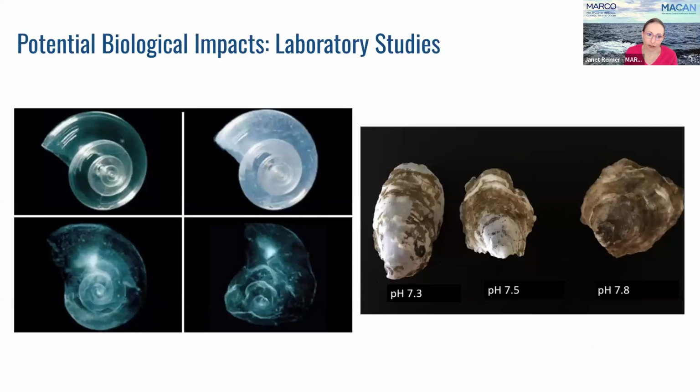So one of the potential biological impacts, and this is important to understand because low pH affects different species differently and to a greater or lesser extent. So this is just two examples of laboratory studies that were used to understand how high or low pH due to high CO2 can impact species.